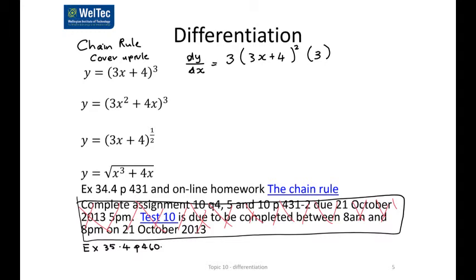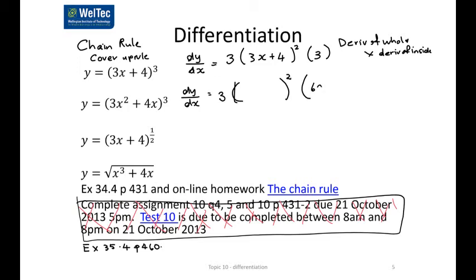So it's kind of like the derivative of the whole times the derivative of the inside. So we're covering up the bit in the bracket, differentiating the whole, and then multiplying by the derivative of what's inside. So this one would be 3 bracket to the power of 2 times the derivative of what's inside, which is 6x plus 4. Go back and fill in what we'd covered up. And we're done. Same with the next one.